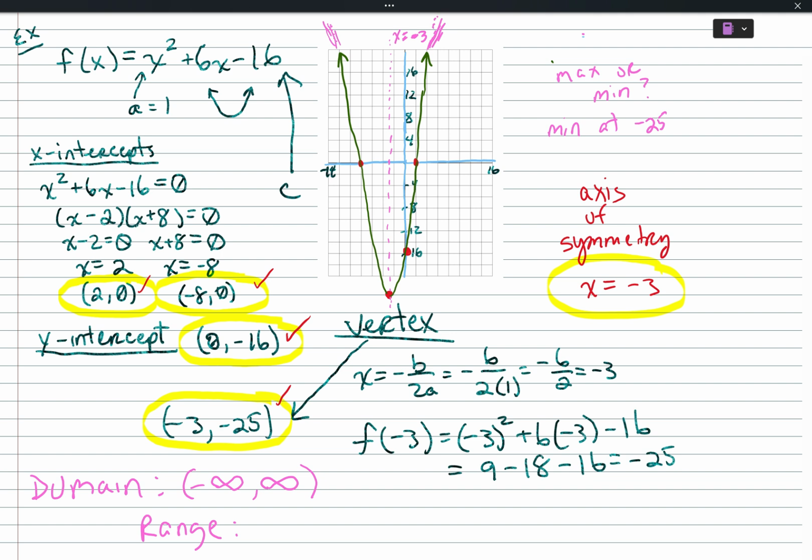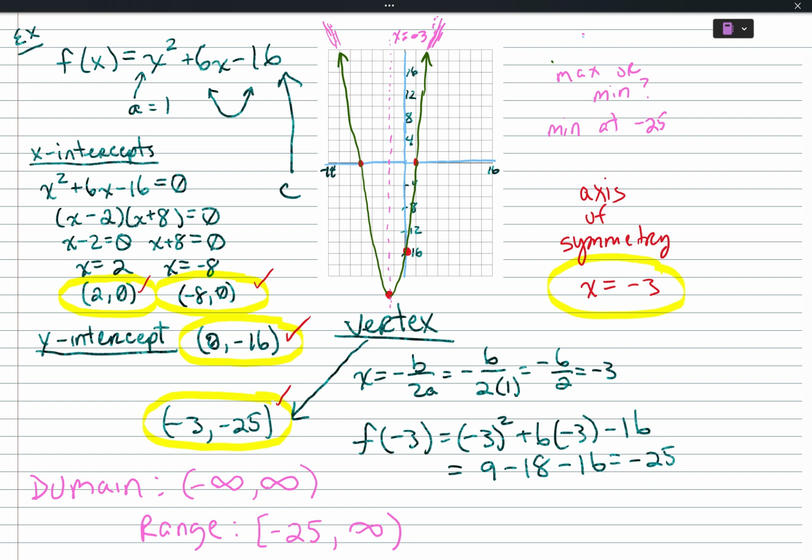Now the range is a little bit different. The range are the y values. You read the graph from the bottom to the top. Well, it's not going on forever to the bottom, right? It's starting at that negative 25. So we have a bracket this time, negative 25. And how far up does our graph go? Well, it's going up forever. So it's going to infinity. Infinity always uses parentheses.